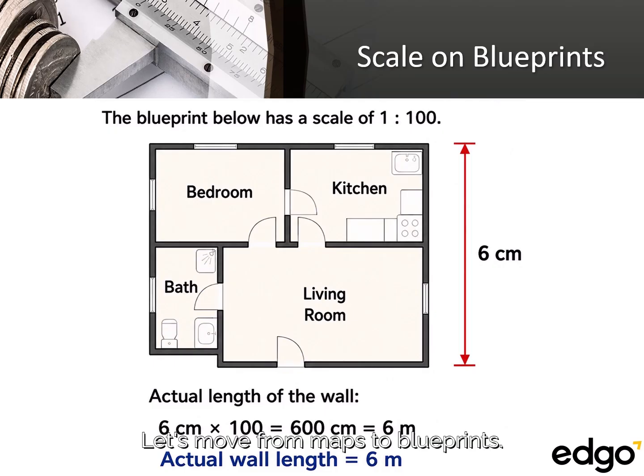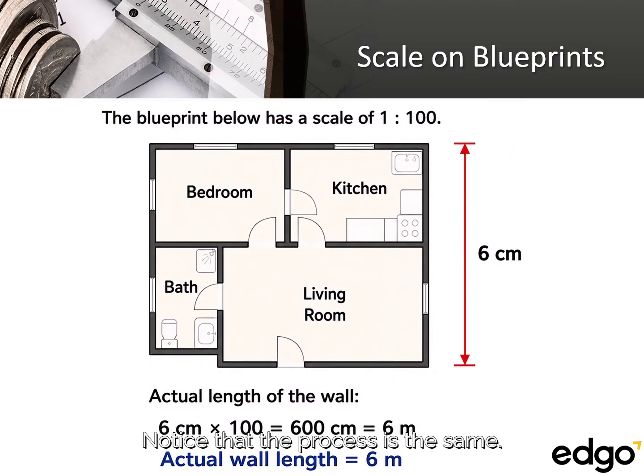Let's move from maps to blueprints. This blueprint uses a scale of 1 to 100. The wall shown here measures 6 centimeters on the blueprint. So we multiply 6 centimeters by 100. That gives us 600 centimeters. Converting 600 centimeters to meters gives us 6 meters. Therefore, the actual length of this wall is 6 meters.